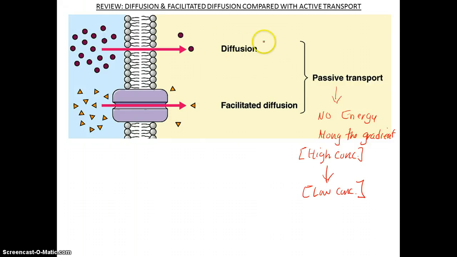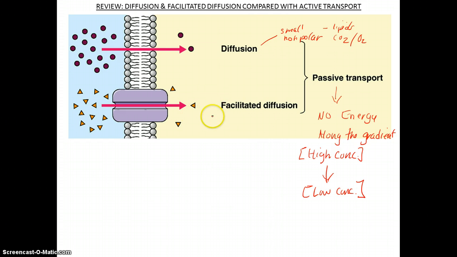And what are some things that use simple diffusion? If you remember, the cell membrane's made out of phospholipids, so small non-polar particles will just simply pass through. And examples are lipids, CO2, O2.